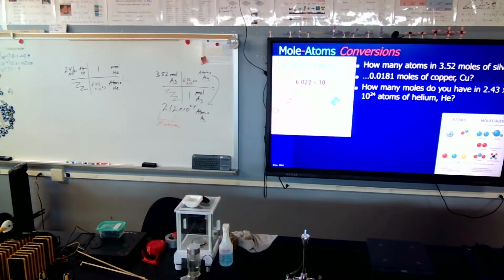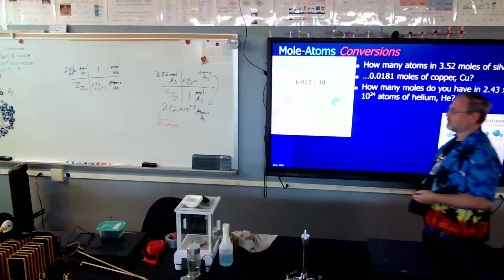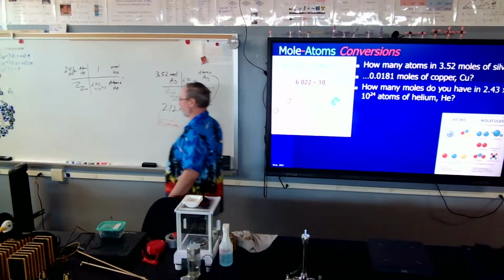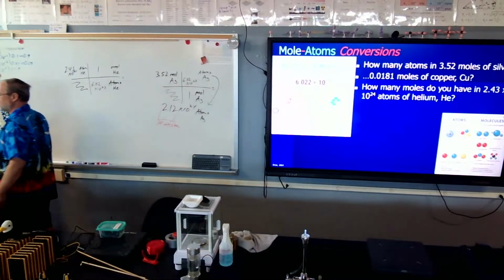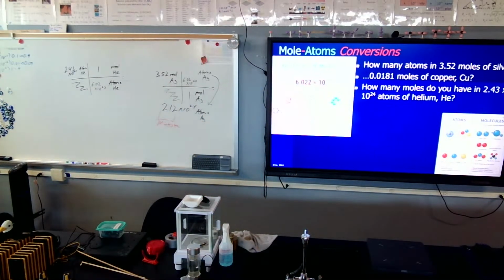So 2.43 times 10 to the 24th is slightly larger than 10 to the 23rd. So you would expect to have a number of moles that is slightly larger than 1. It looks a lot like 24 times 10 to the 23rd over 10 to the 23rd. So it looks like it's going to be in the neighborhood of 3. So hopefully you got something in the neighborhood of 3. If you use the white calculator, you did.